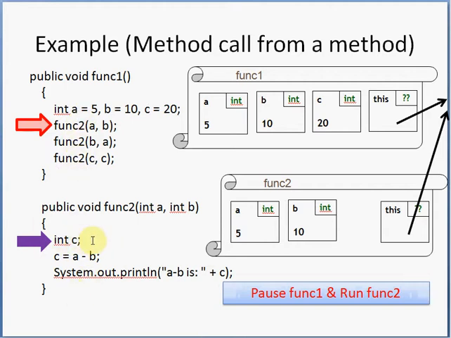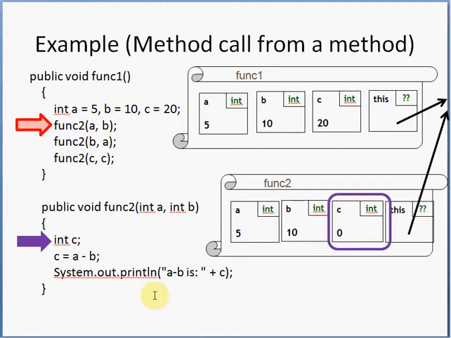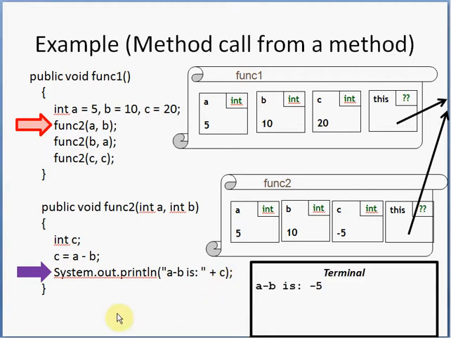So it says int C, that's another declaration. We make a new box called C. It starts at the default value for an int of 0. C gets A minus B. Evaluate the right-hand side, put it in the left, right? So what's A minus B? Well, A is 5, B is 10, A minus B is -5. Print "A minus B is", and then whatever C is. So up pops our terminal and we print "A minus B is -5".